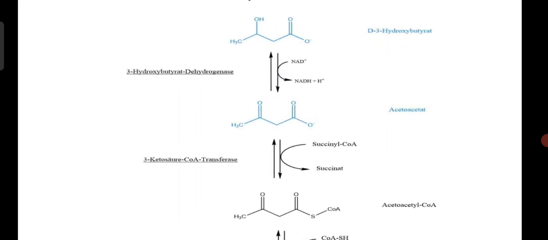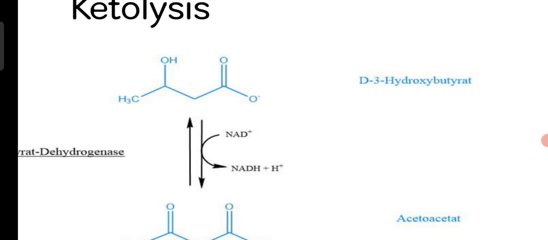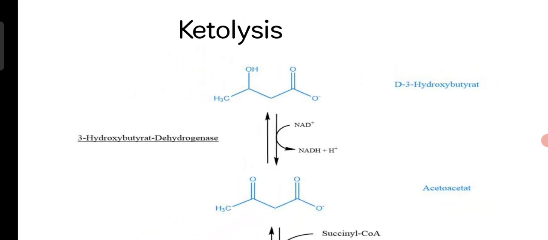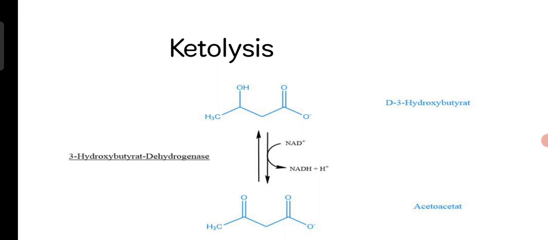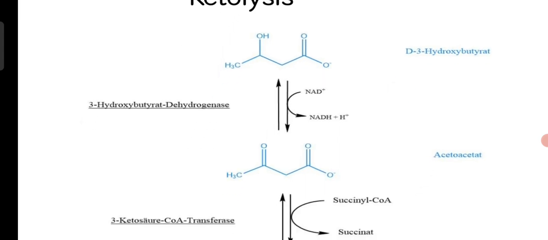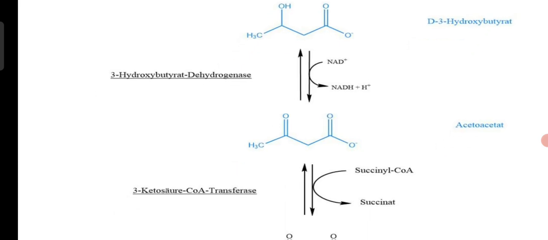Next is ketolysis. Ketogenesis ends with beta hydroxybutyrate. So ketolysis is the opposite of ketogenesis. The same process takes place in reverse, but the enzymes are a little bit different. First we start with hydroxybutyrate, and with the help of dehydrogenase enzyme and NADH, oxidation takes place, and we are getting acetoacetate.